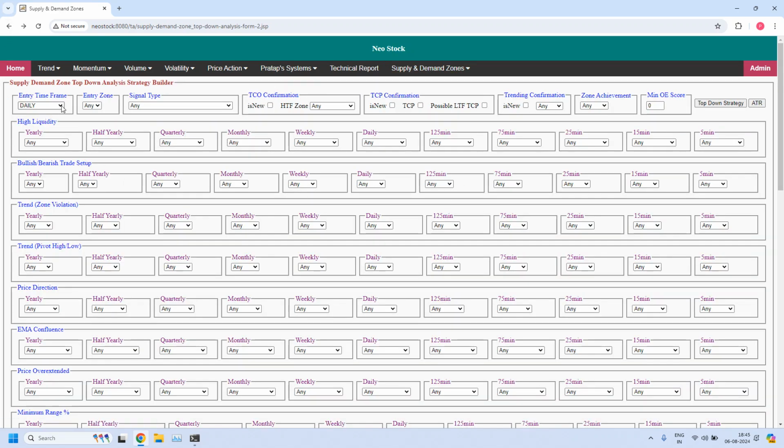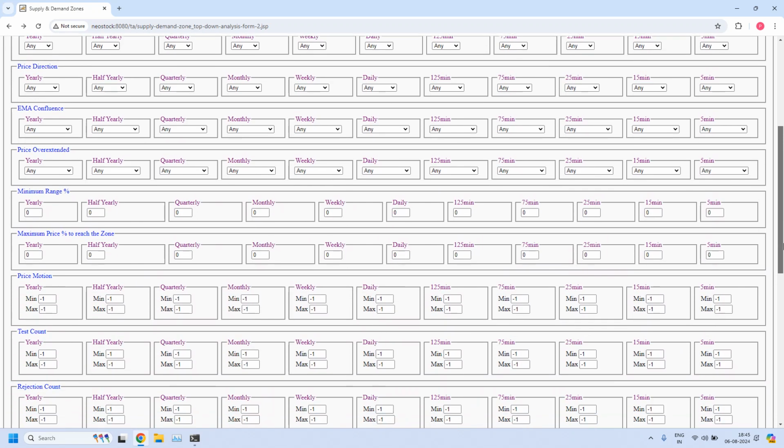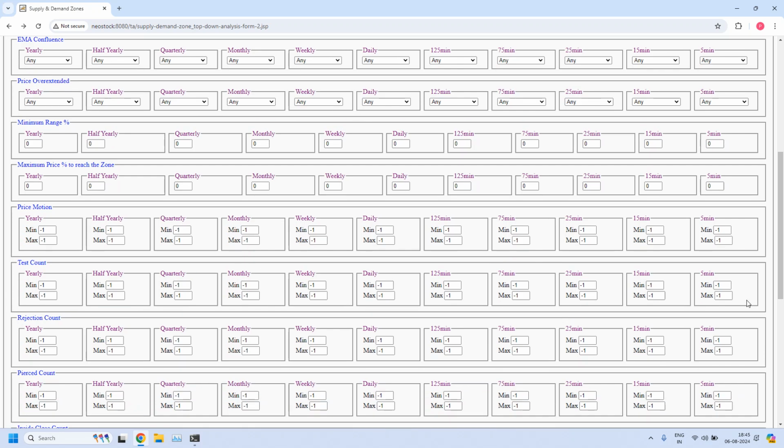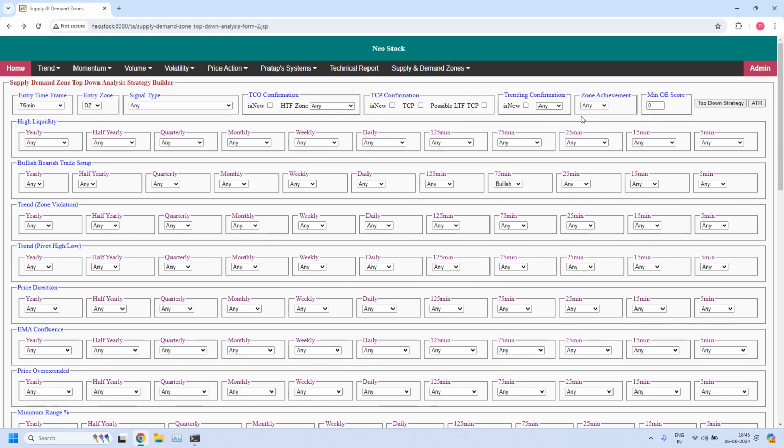Now I am going to generate a bullish trade setup for weekly income trade. For weekly income trade, entry time frame is 75 minutes. And entry is on demand zone, and also in bullish or bearish trade setup, this time in 75 minutes, this is the entry time frame. I am selecting bullish. And the 75 minutes demand zone should not be pierced. So in 75 minutes time frame, pierced count minimum value 0, maximum value 0. That means zone is not pierced.